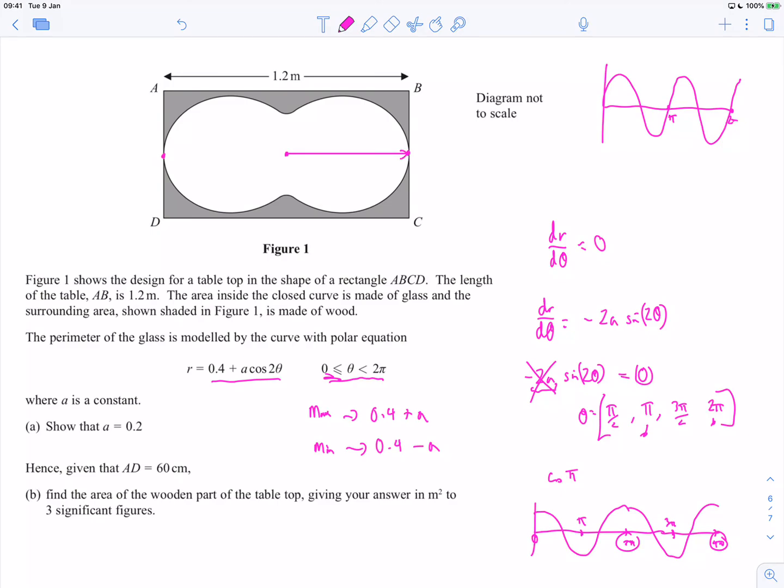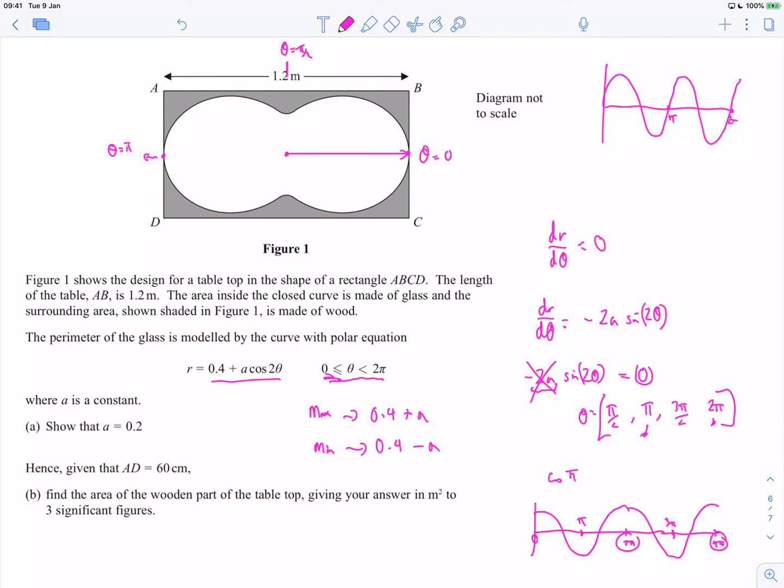It's not actually said in the question, by the way. I think Edexcel have done a pretty poor job of writing this question. But let's suppose that at this point, this is when theta is 0. At this point here, this is when theta equals pi over 2. And at this point, pointing back here, this is when theta equals pi, and so on and so on.